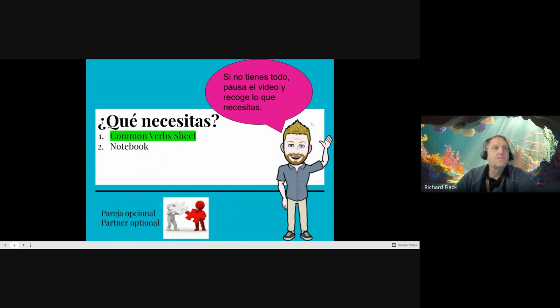Okay, ¿qué necesitas hoy? You are going to need your common verb sheets with all of the AR verbs we've been practicing with on level 1. And you are going to need your notebook to take notes. There's no additional handout for this lesson, so you have to take some notes, and you're going to be writing some sentences. So if you don't have those items, take them out now, pause the video, come back when you're ready. Okay, this is a partner optional activity.